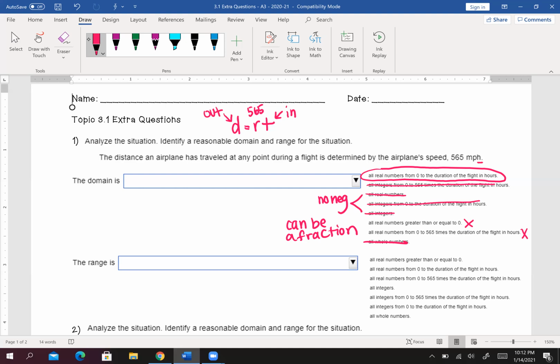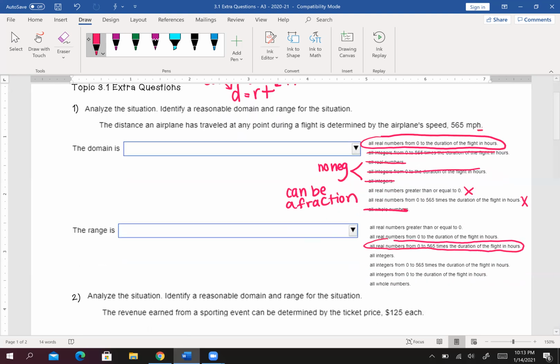I remember one where we were talking about that 565, and I believe that looks like a good answer. So we have all real numbers from 0 to 565 times the duration of the flight in hours. Because if you plug in 0, you're still doing 565 times 0, but that's just 0. But then the next one would be 565 times whatever t is. And the maximum amount would be 565 times that maximum t value. So the range is all real numbers from 0 to 565 times the duration of the flight.